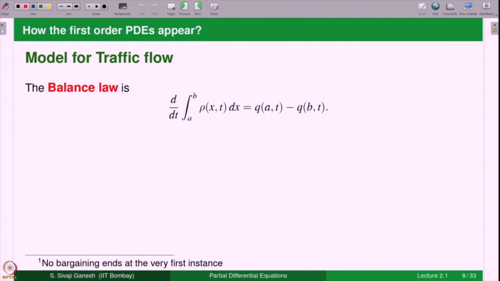So, the balance law is now d/dt of the integral from a to b of rho(x,t) dx equals q(a,t) minus q(b,t). Now, we are going to modify the right hand side. The right hand side we write as an integral. If you use the fundamental theorem of calculus, it will give you q(a,t) minus q(b,t).